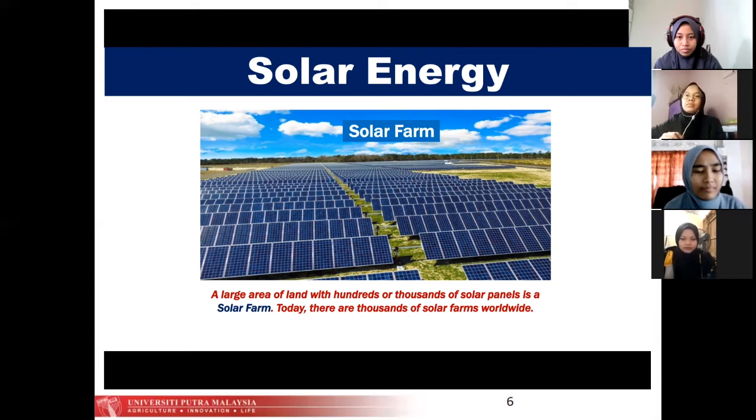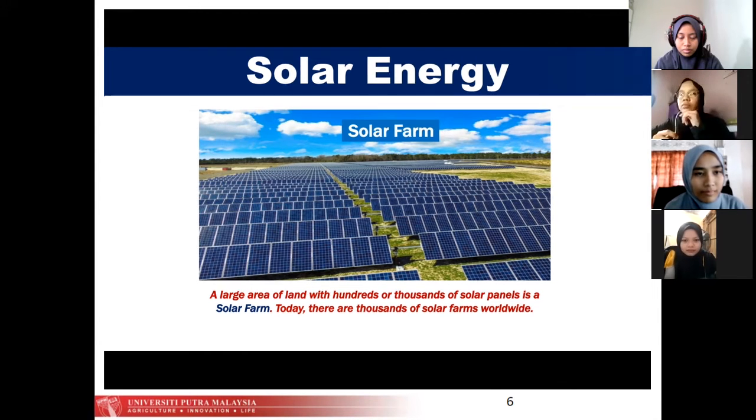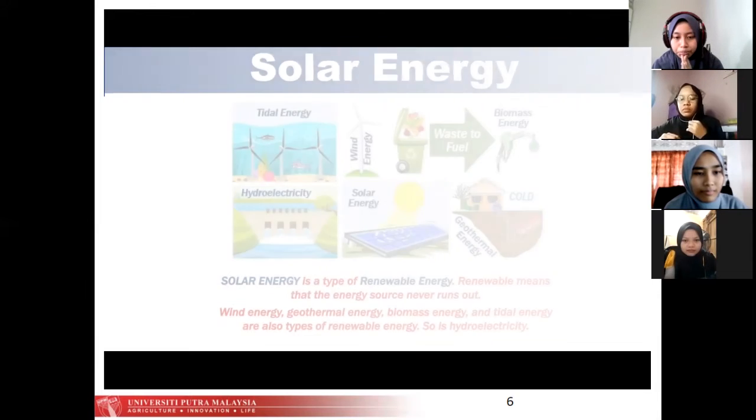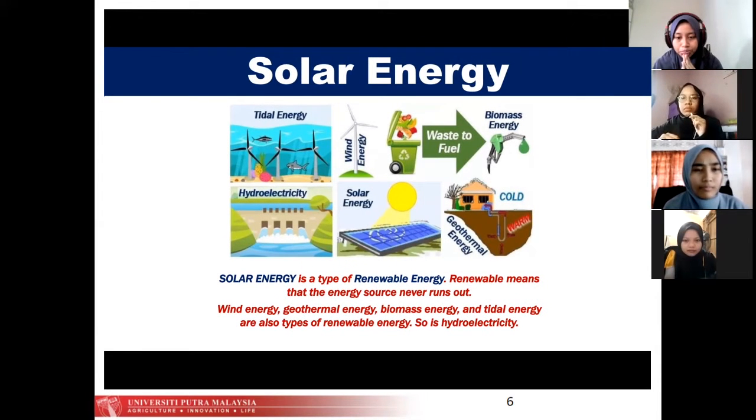A large area of land with hundreds or thousands of solar panels is known as a solar farm. Today, there are thousands of solar farms worldwide. Solar energy is a type of renewable energy. Renewable means that the energy source never runs out. Wind energy, geothermal energy, biomass energy, and tidal energy are also types of renewable energy, and so is hydroelectricity.